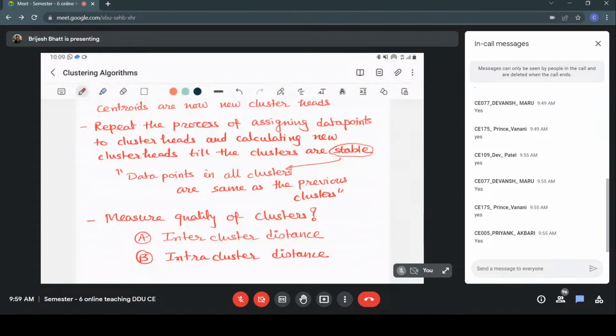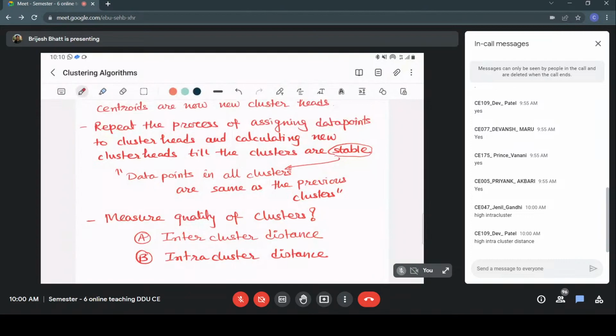As the names suggest, I would ask a simple question: do you want high inter-cluster distance or high intra-cluster distance? What is your opinion? Inter-cluster distance should be high or low? Dave says high intra-cluster distance. Yes, so clusters should be as far as possible from each other.